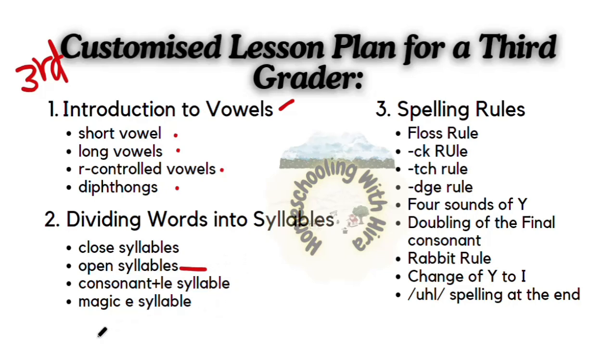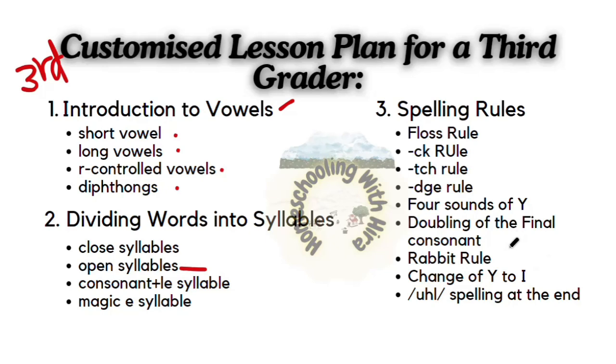We also have vowel team syllables and things like this, but those are not required. Okay, so you can simply start with closed and open syllables. It will be enough. But if you want to go for consonant plus le, go ahead. Okay. Then come to the spelling rules. In the spelling rules, this is the sequence. Floss rules, CK, TCH, and DGE. They can be taught together because they all have the same thing, that we need a short vowel to apply these rules. Okay, then you can teach them the four sounds of letter Y, because this is another important convention in English spelling.